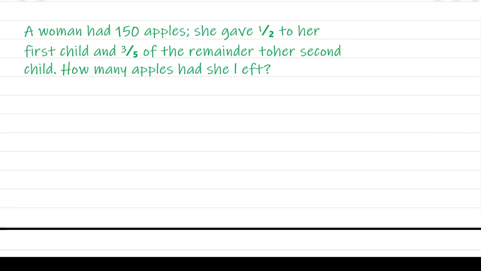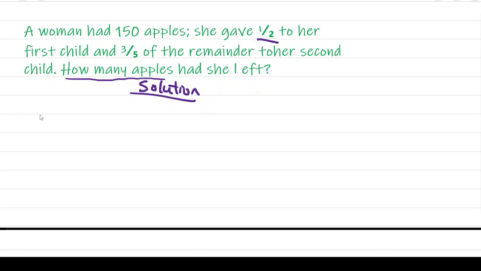Here we are told that a woman had 150 apples, and then she gave half of it to her first child, and 3/5 of the remainder to her second child. Now we're asked how many apples she has left. Now let's write down our solution. Let's see what we can do here. So she had 150 apples here. So total apples she had is 150, and she gave half to her first child.